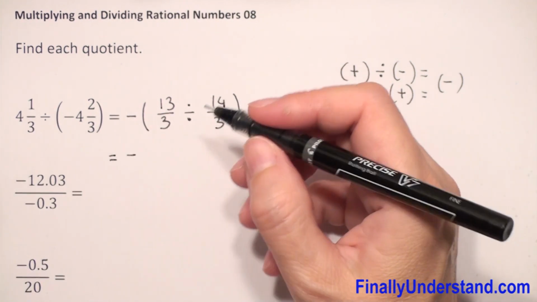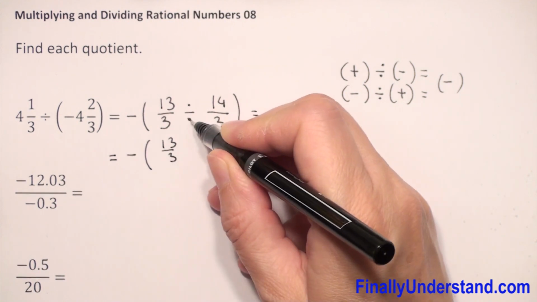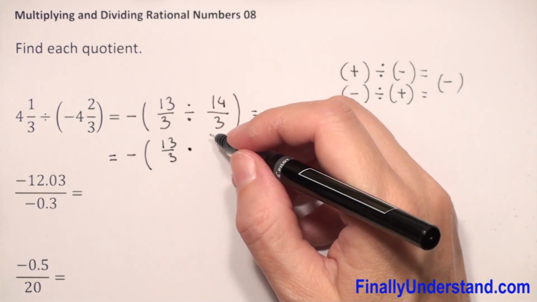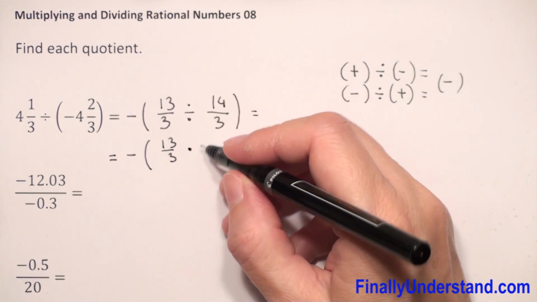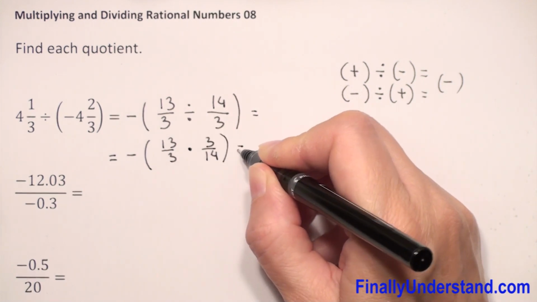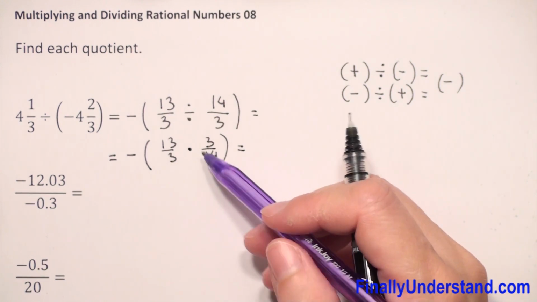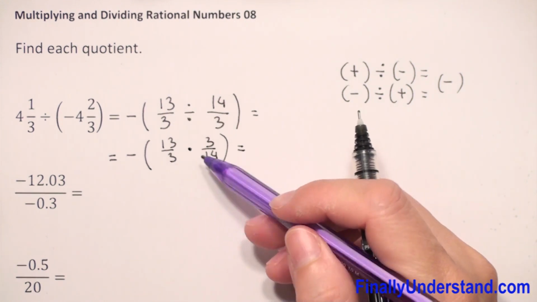Negative sign we have to rewrite. And now we copy first fraction. We change the division sign to multiplication. And we have to flip the second fraction. So it will be 3 over 14. This is equal. Before we do multiplication of fractions, we always check if we can reduce.